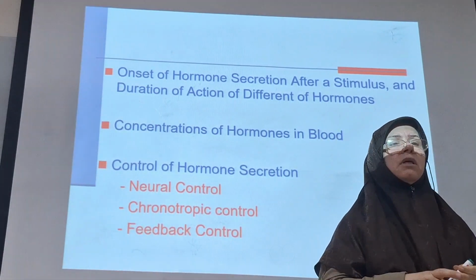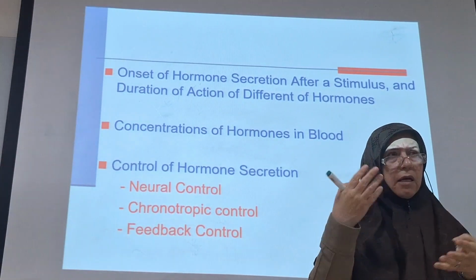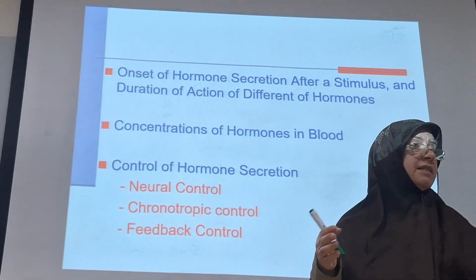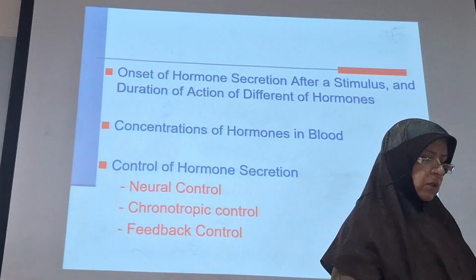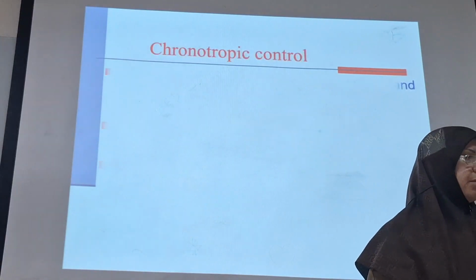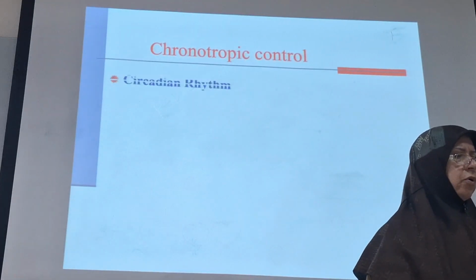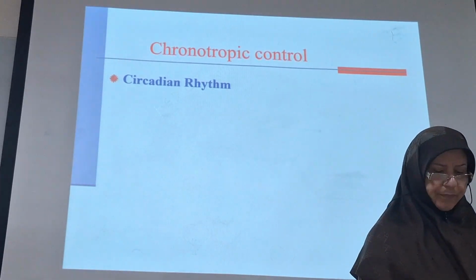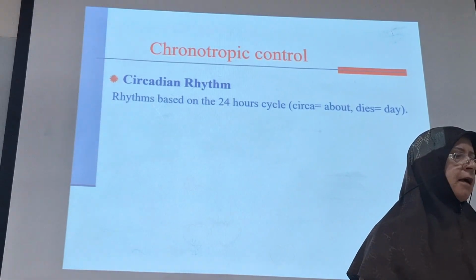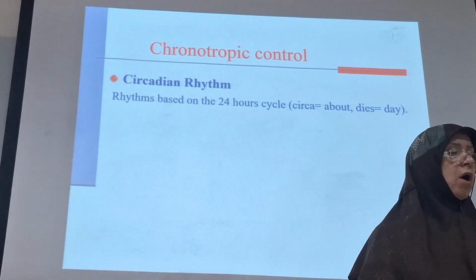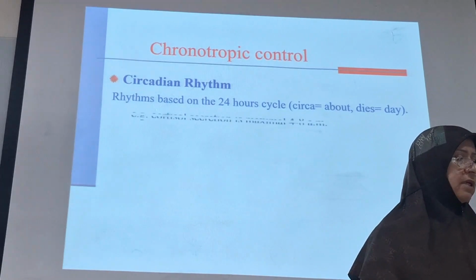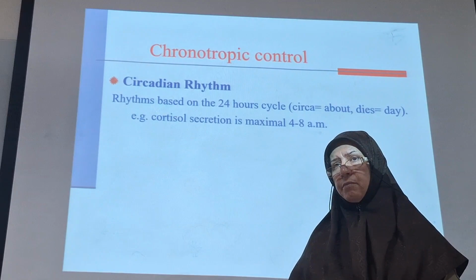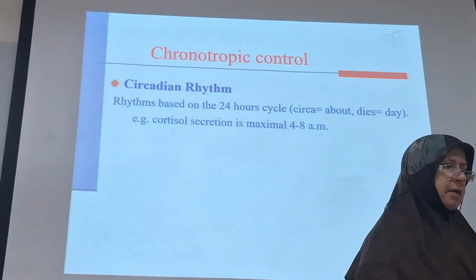For some hormones, the sleep-wake cycle is very important. The darkness-lighting cycle is very important. Season is very important. So, this is the chronotropic control. Chronotropic control includes circadian rhythm, a rhythm based on 24 hours, with a maximum at 4 to 8 a.m. This is circadian rhythm.